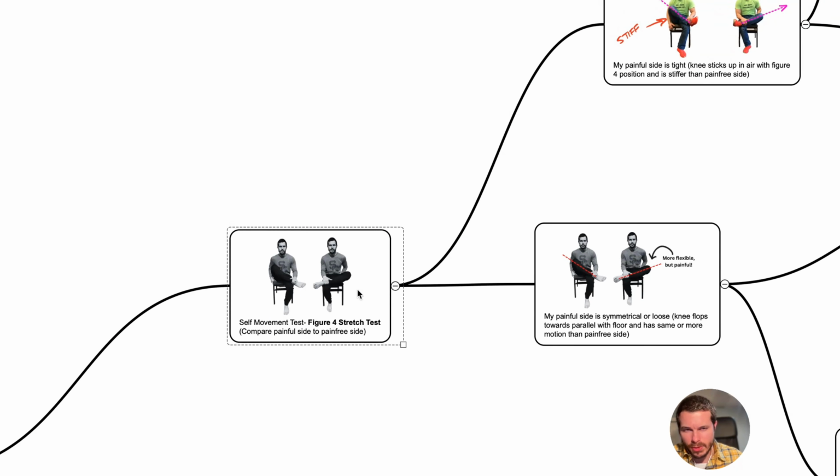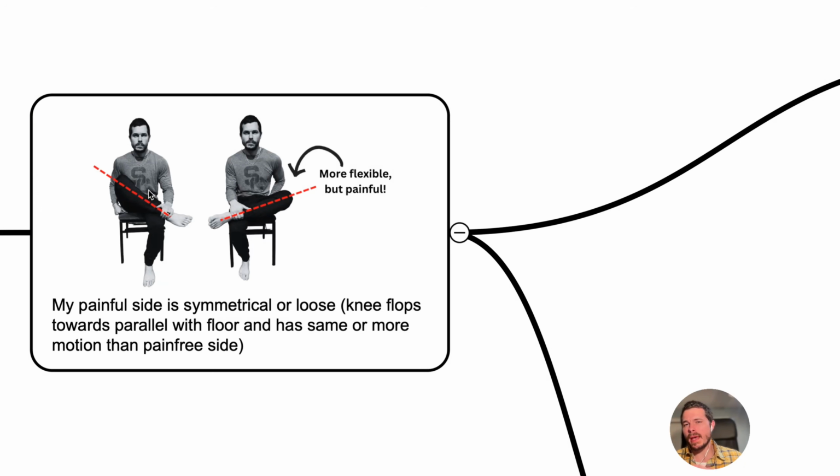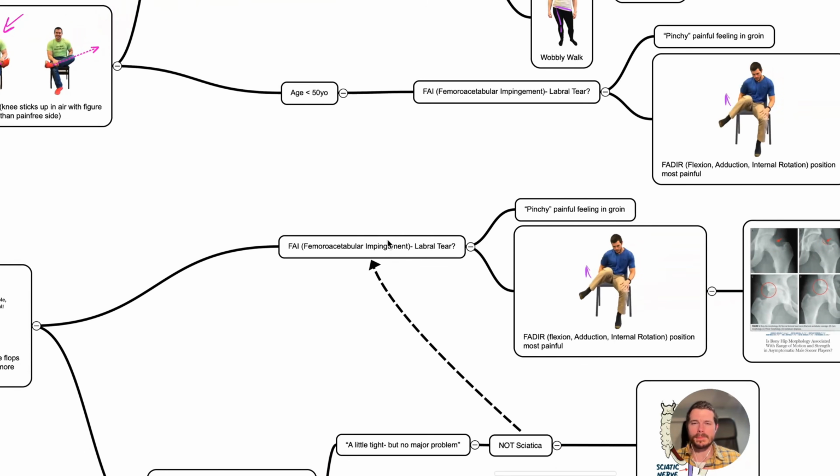I had to go through the figure 4 stretch test. So maybe when you do this test, instead of being stiff and painful, it's loose and painful. You may notice that your painful side is actually symmetrical in motion. The knee drops sort of equivalent one side to the other, symmetrical motion. Or you might notice that you actually have more flexibility on the painful side. What's going on there? Couple causes.